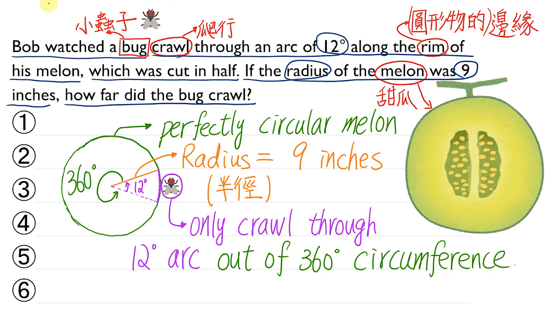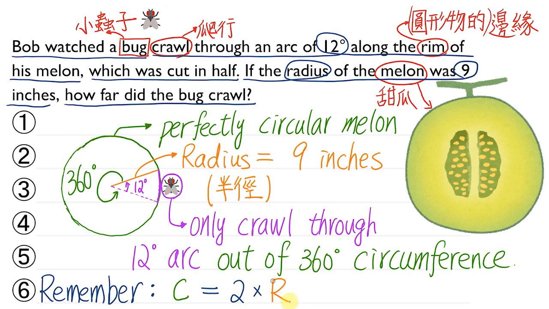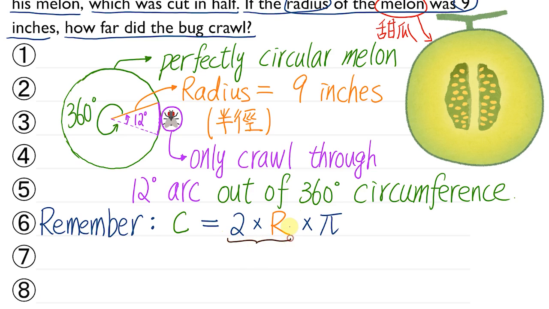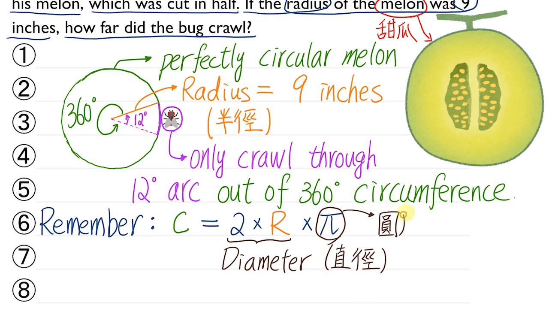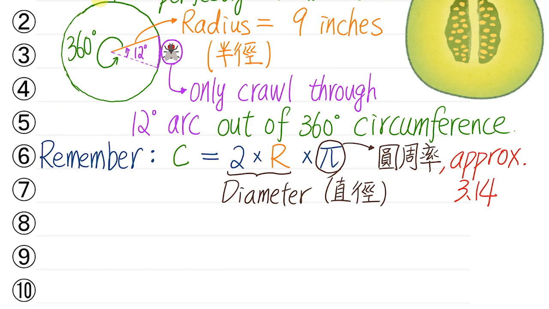Now remember the formula for working out the circumference of a circle. Let C stand for the circumference of the circle, which is equal to twice the radius times pi. We know that twice the radius, or 2 times the radius, gives us the diameter of this circle, 直径. And this pi means 圆周率, which is taken to be approximately equal to 3.14.